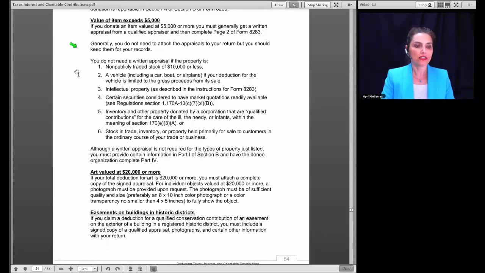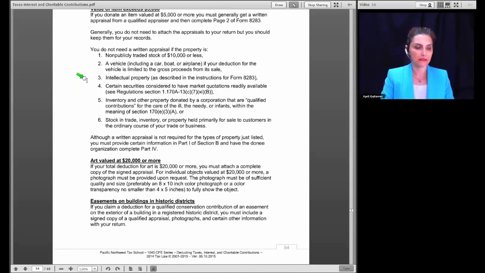Generally, you do not need to attach appraisals to your return, but you should keep them with your records. You do not need a written appraisal, however, if the property is non-publicly traded stock valued at $10,000 or less, or a vehicle, including a car, boat, or airplane, if your deduction for the vehicle is limited to the gross proceeds from the sale that would be reported on 1098-C.